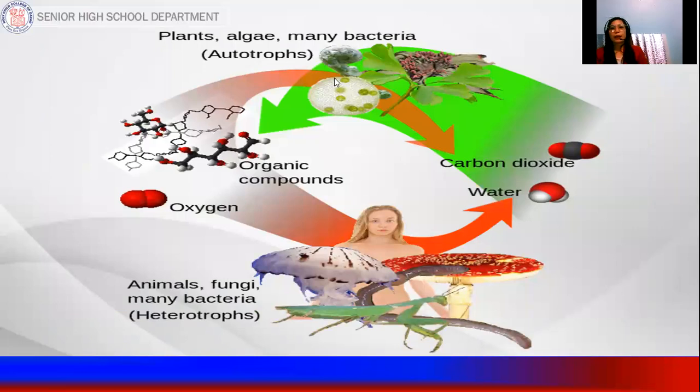As you can see in this image, we have a cycle of organic compounds, carbon dioxide, and water. In the process of photosynthesis, carbon dioxide is needed by plants so they can produce water and oxygen.